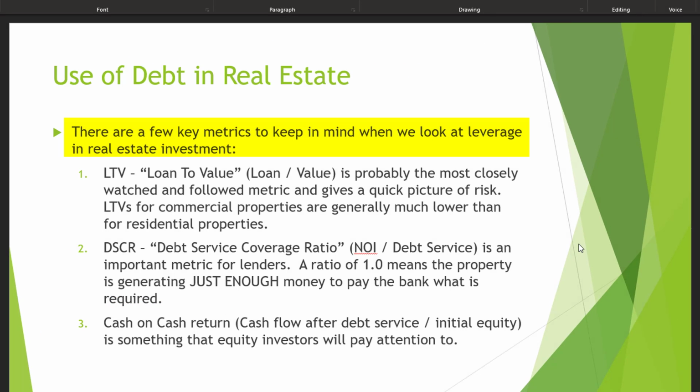So when we're talking about leverage in real estate, there's a few really important metrics that we keep in mind, and we've talked about some of these. The loan to value is simply the loan divided by the value. It's the most closely watched metric, and it gives a quick picture of risk. Banks generally want loan to values to be below 70%, 75% maybe for very safe multifamily projects. But the lower that number is, the safer it is for a bank, and they would like to see those numbers really low. That means it's a very safe loan for the bank to make.